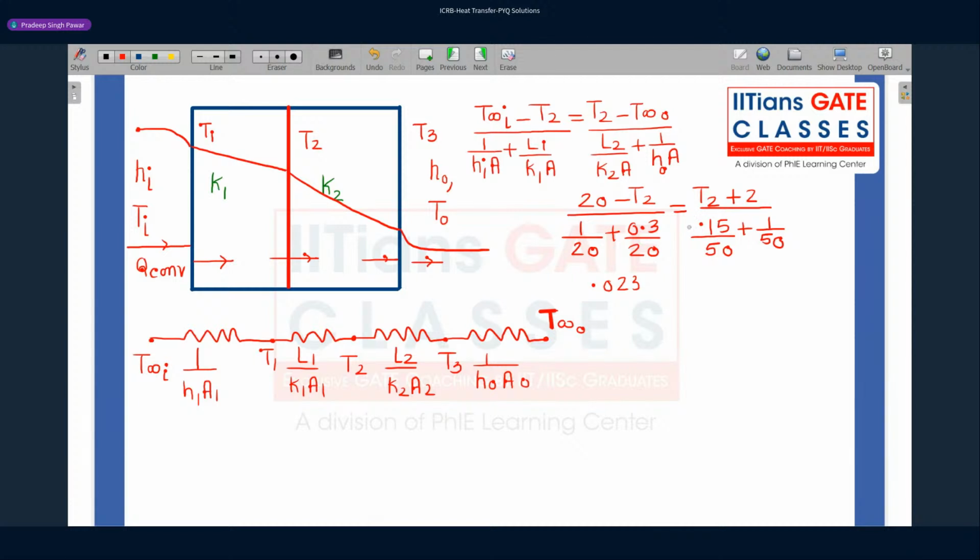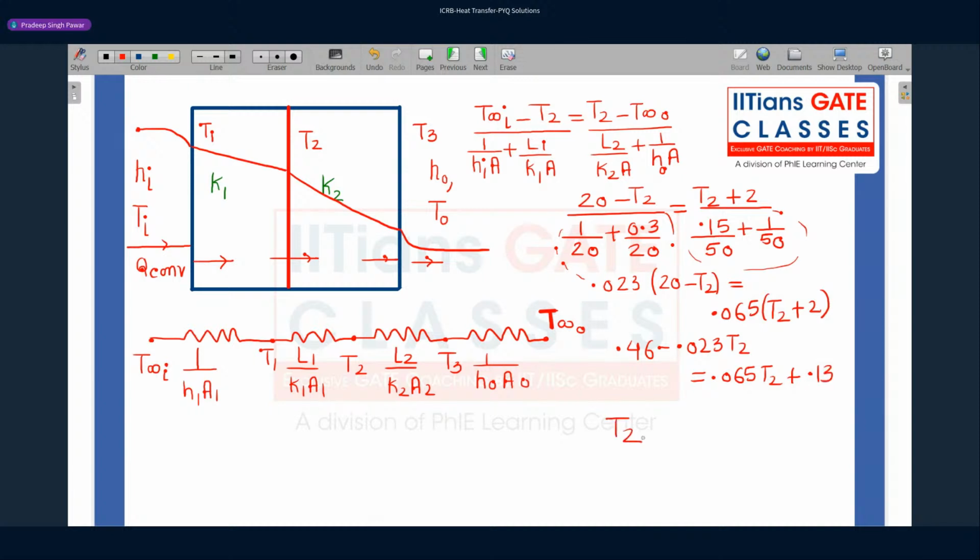You take this entire term to this side, and this entire term to the other side. You get 0.023 into 20 minus T2 equal to 0.065 into T2 plus 2. Okay, you can solve this. It is 0.46 minus 0.023 T2 equal to 0.065 T2 plus 0.13. And solve this, you get T2 as 3.75 degrees.